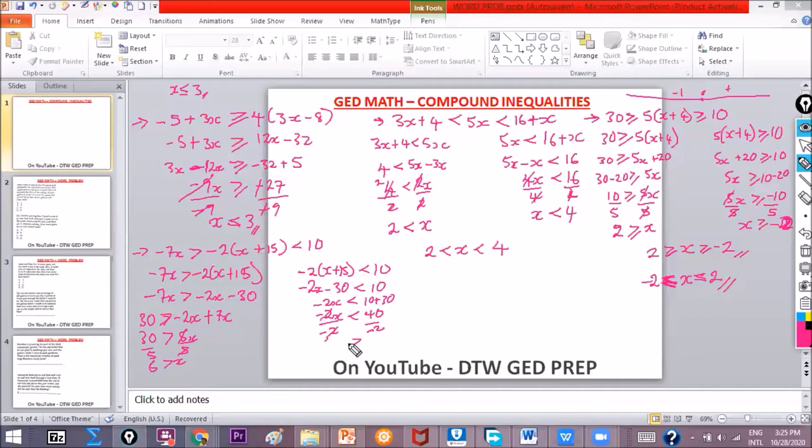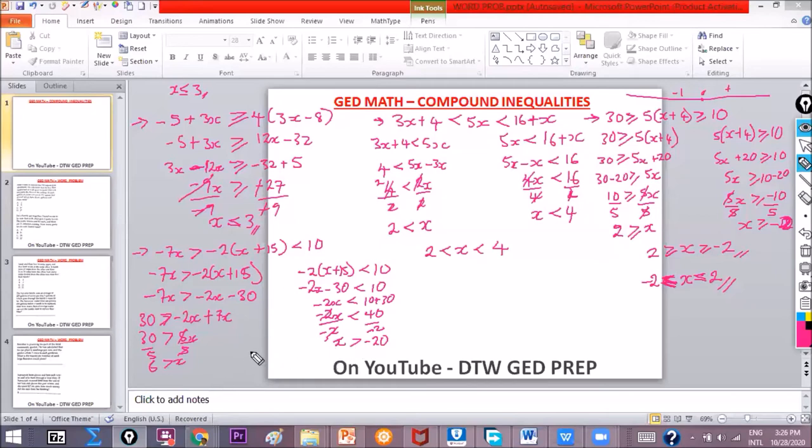Our sign will change here. We have x, 40 divided by a negative 2 will be what? A negative 20. Are you with me? Yeah, I am. Okay, did you get negative 20? Yeah. Okay, so now we have to represent this.